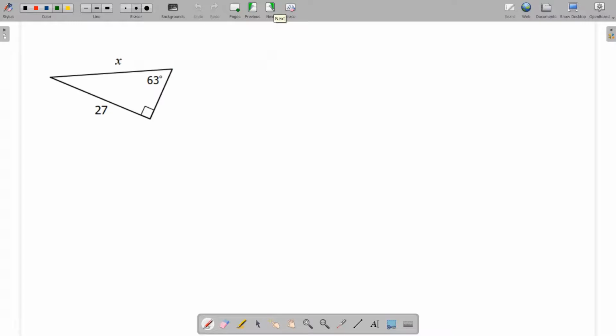Now for this one, you've kind of seen it a few times now. We mark which sides we have. We have the opposite and the hypotenuse, so we can set it up. Okay, since we have opposite and hypotenuse, we know we're going to be using sine. So sine of 63 is equal to 27 over x.